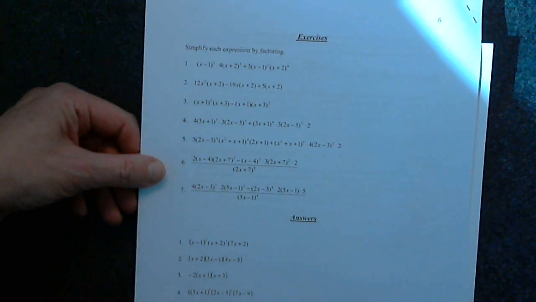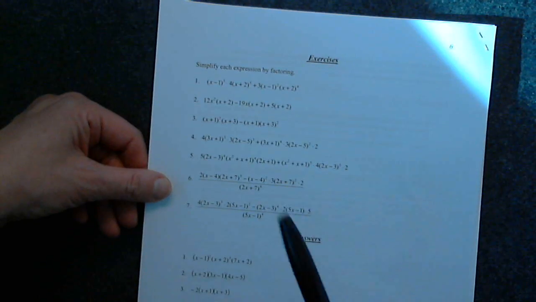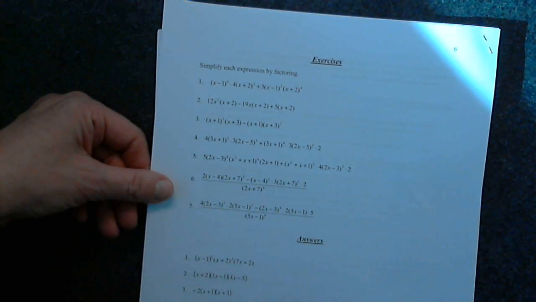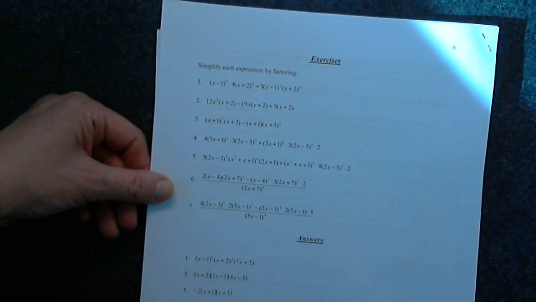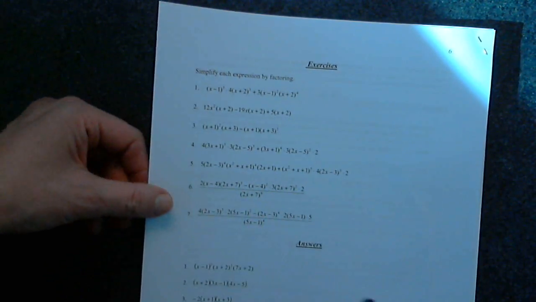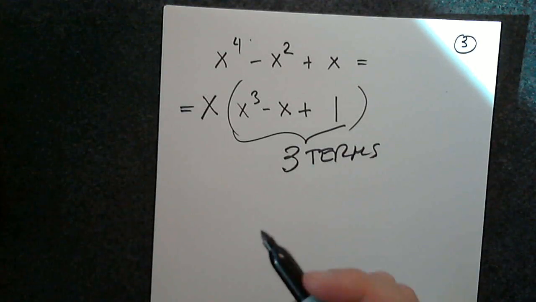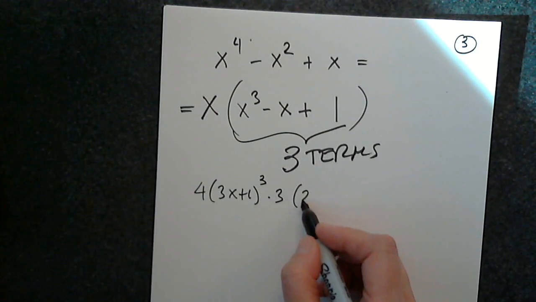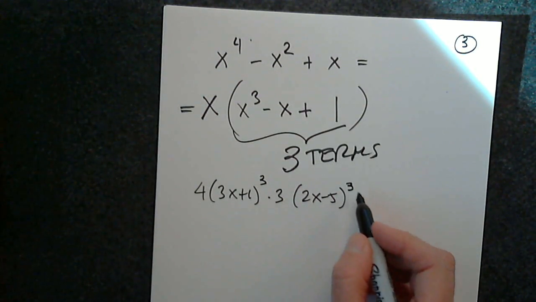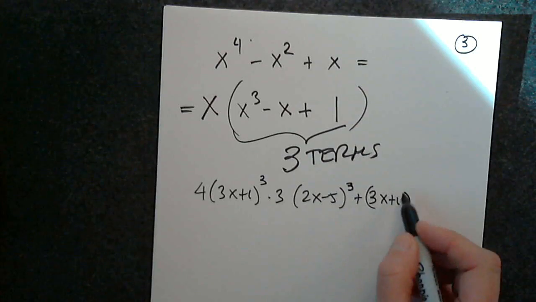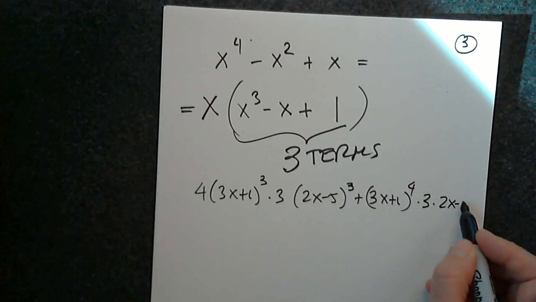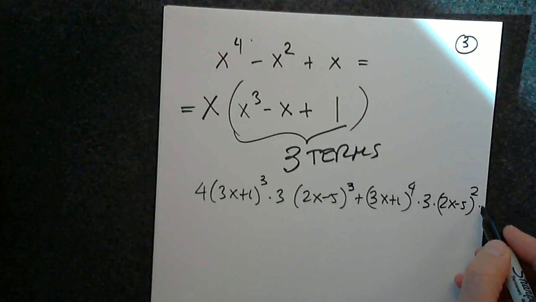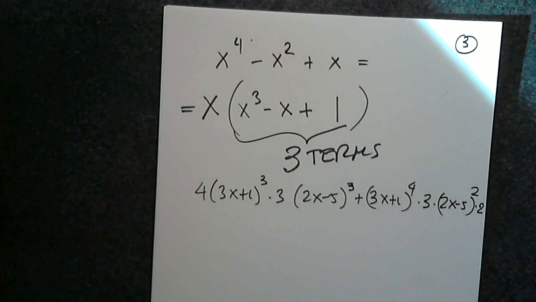No, I don't want to do the fractions just yet. I want to start with something simple, and then we'll get to fractions. And then you're going to have to do all the other ones at home. So first, let's do 4, and then we'll do one of the fractions. So number 4: 4 times (3x plus 1) to the third times 3 times (2x minus 5) cubed, plus (3x plus 1) to the fourth times 3 times (2x minus 5) squared times 2. Do not waste your time to look for this document. I have plenty. So if you didn't find it, just let me know.